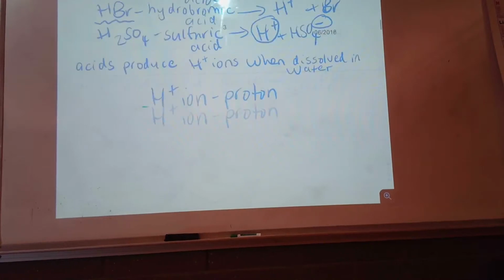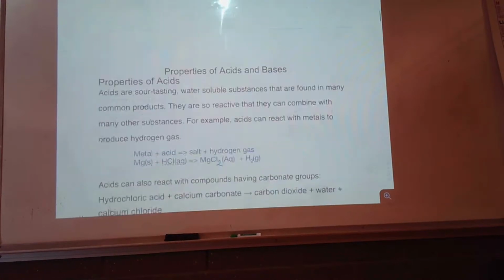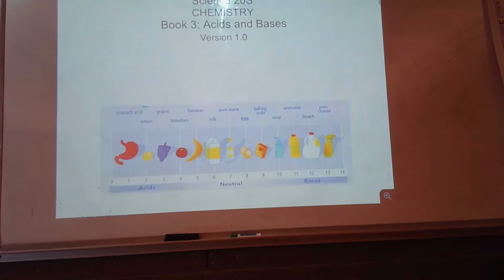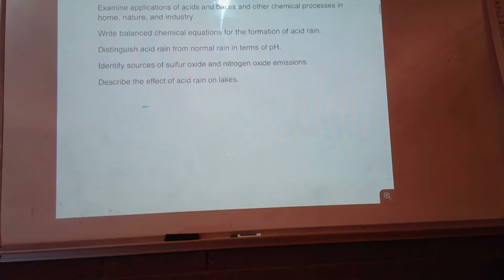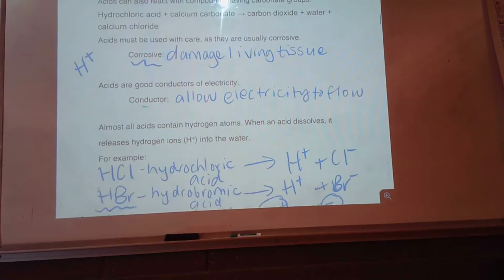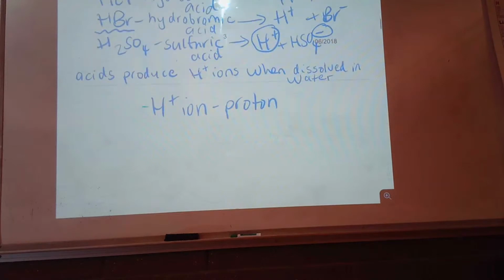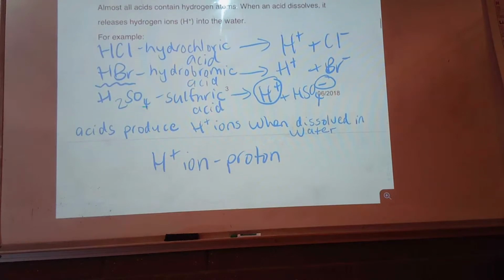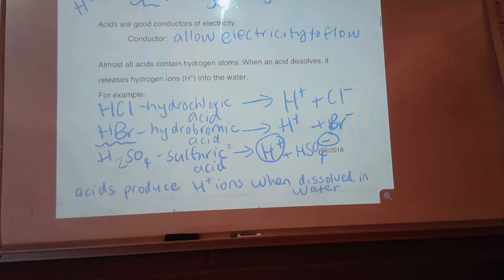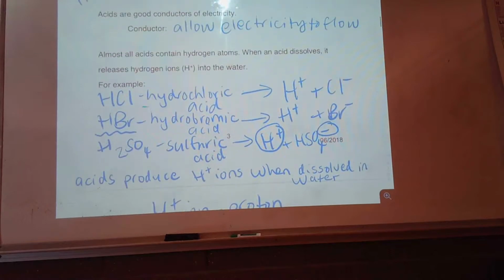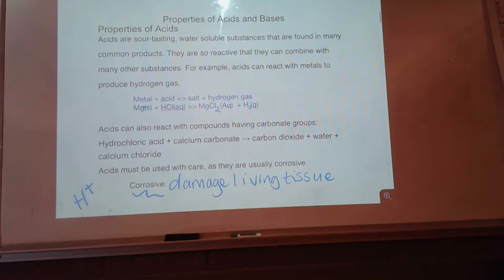And the only thing we skipped was the reactions with carbonates. So we'll do that next class, because acids can react with carbonates to give us hydrogen gas and carbon dioxide gas. So we'll be looking at reactions like that in next class. And I think that's pretty much it. Any questions?